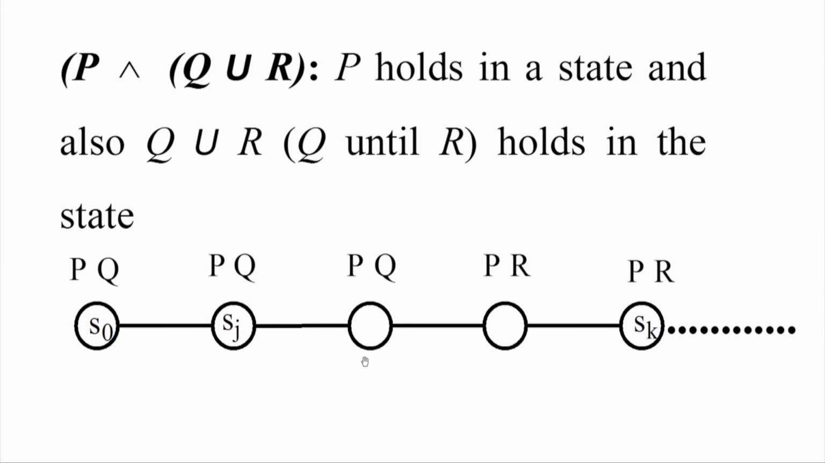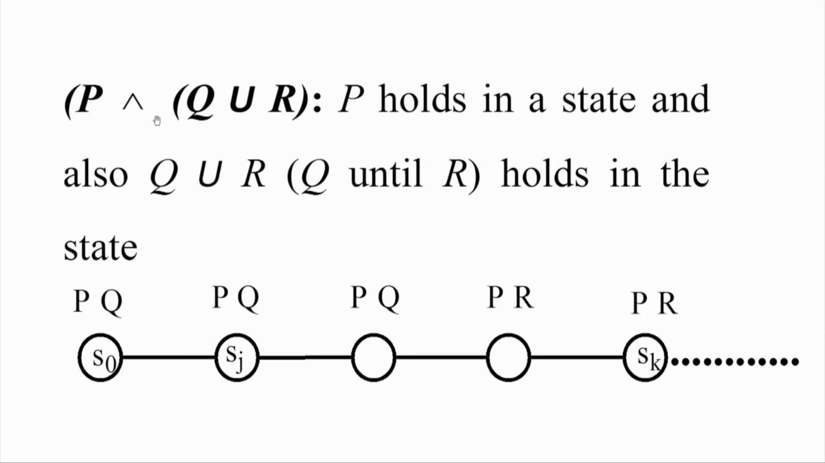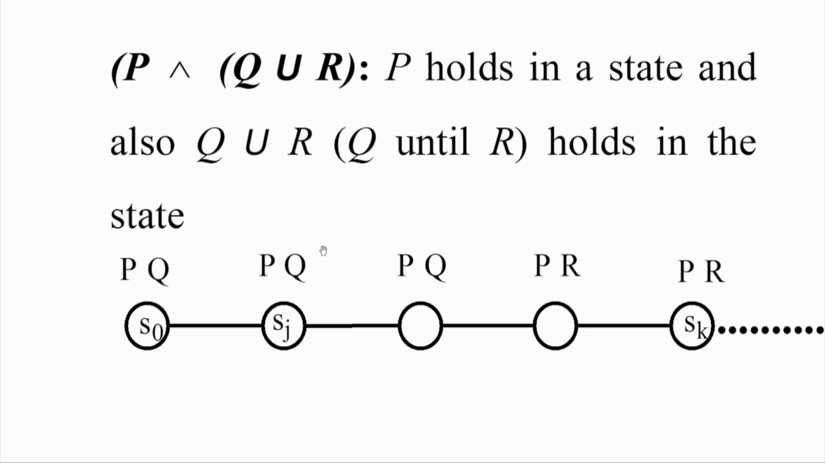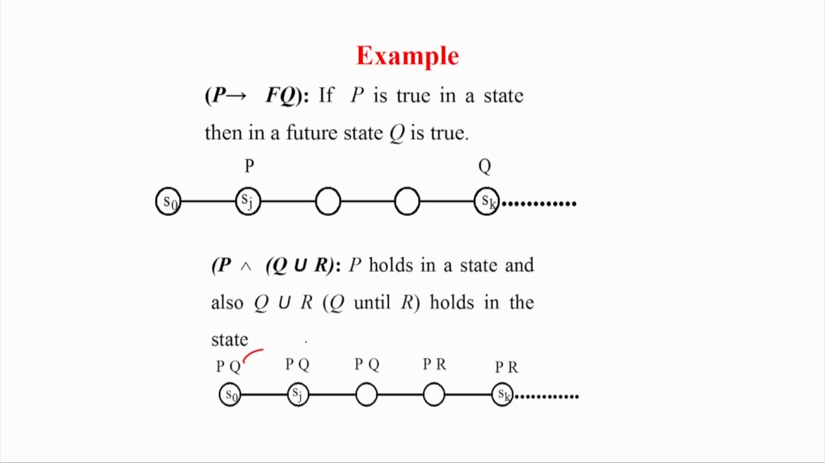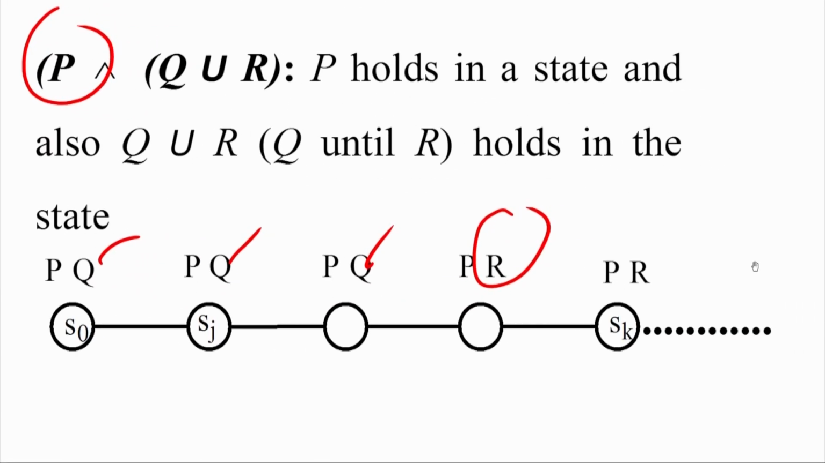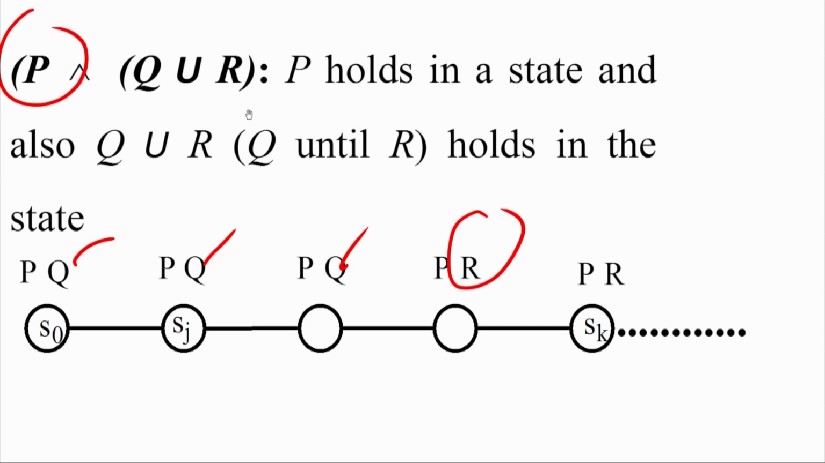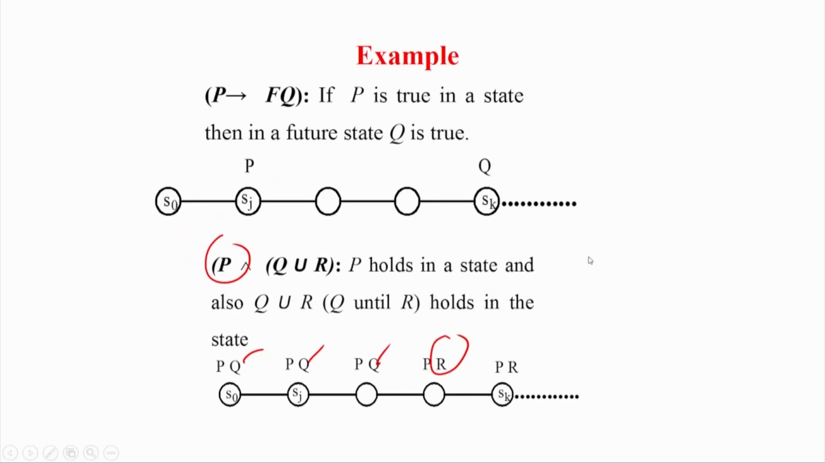So in this case what it is saying is P and Q until R. Q until R means it should be Q, Q, Q, and after that R should start holding. But in all these states P should be true. So if you look at it, it is holding here. You can see in all these states P is holding, and the other part, that is the AND part of it, is Q, Q, and whenever Q stops R should start holding. So this state sequence actually satisfies this property.